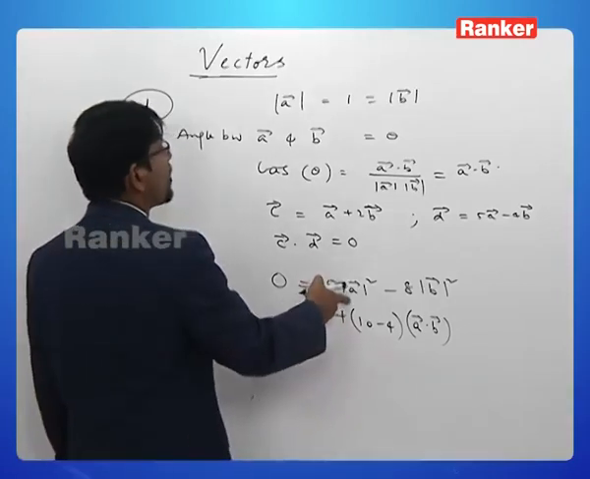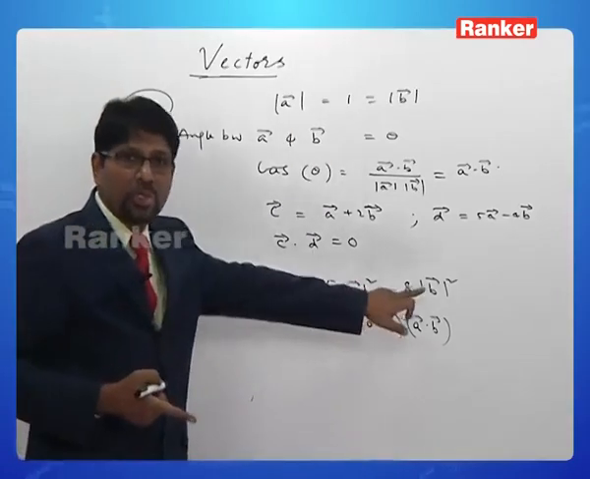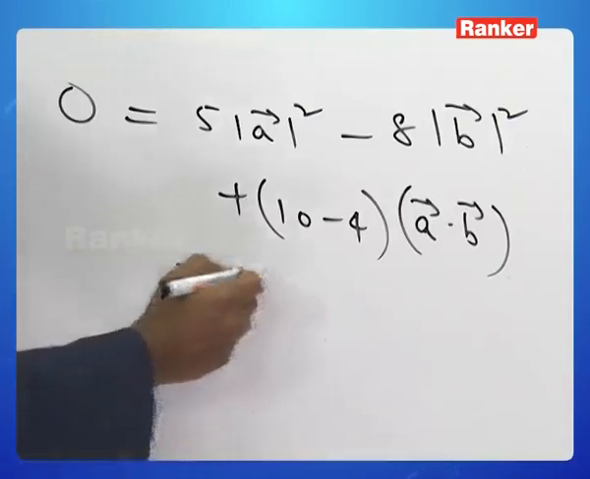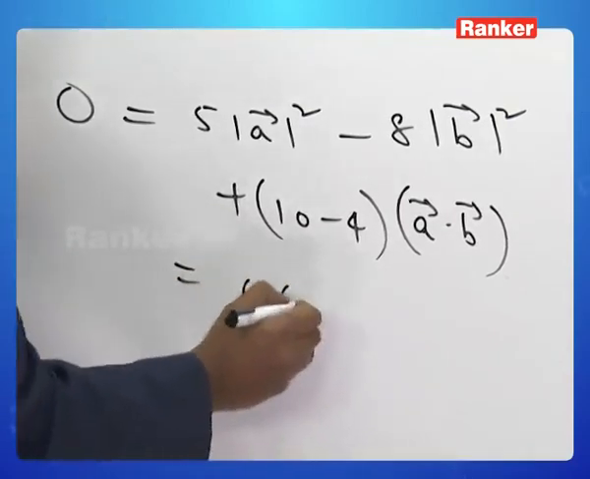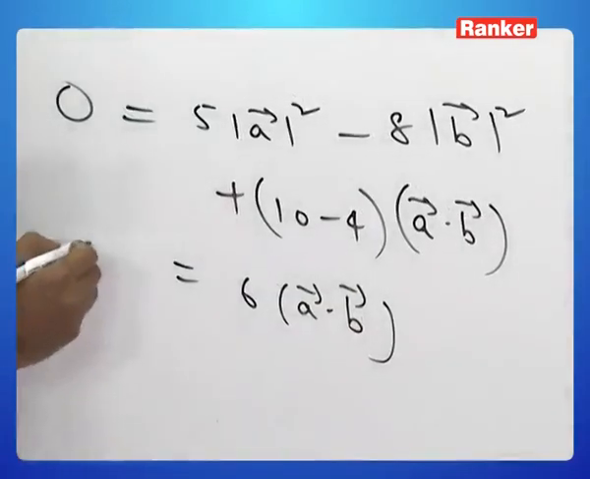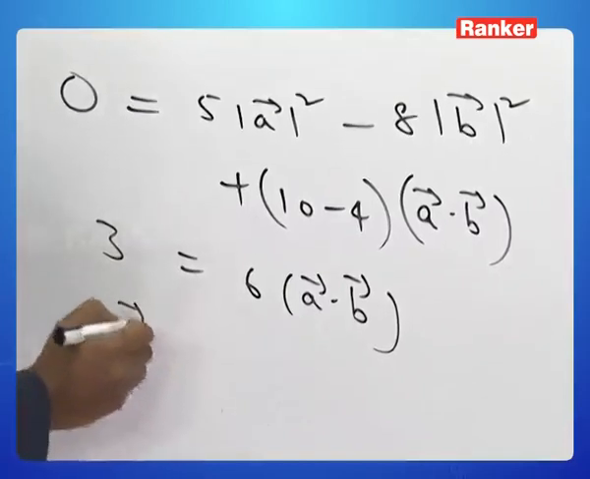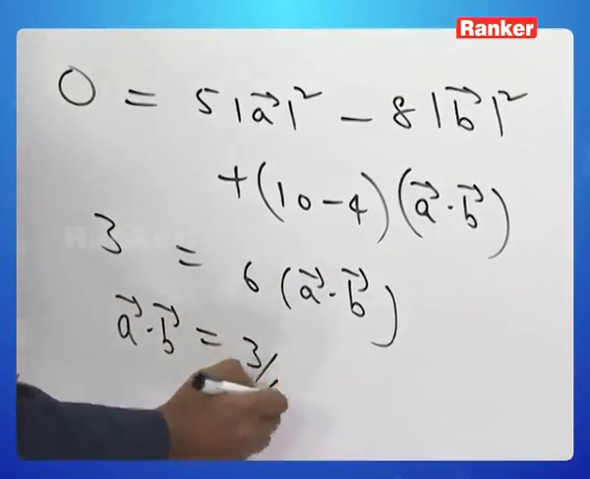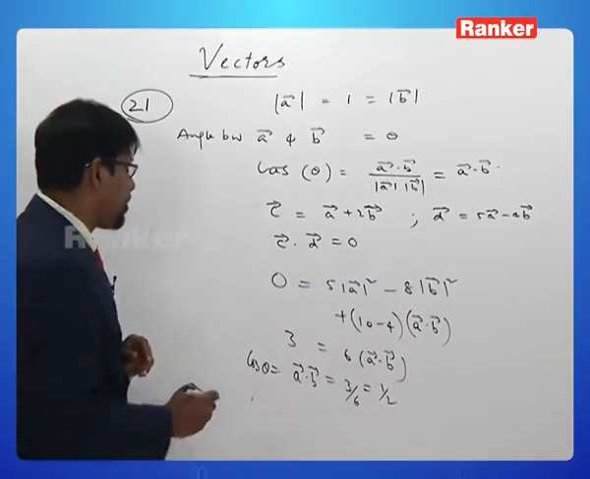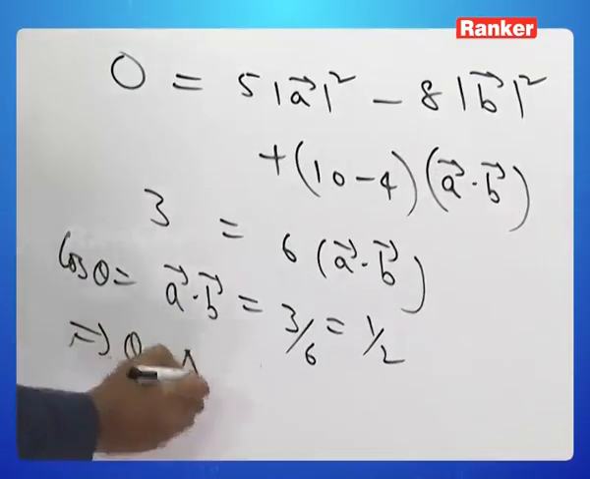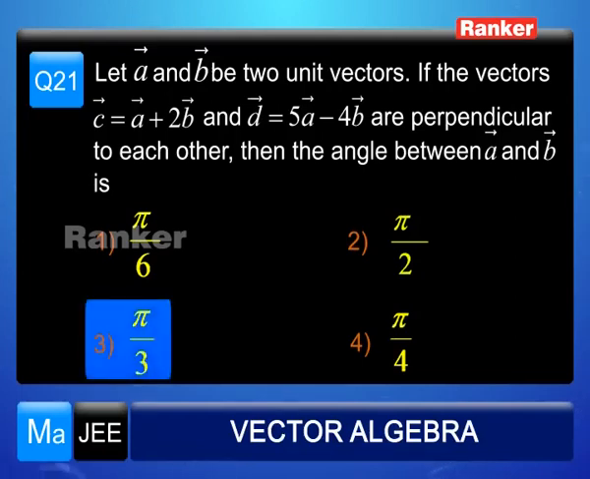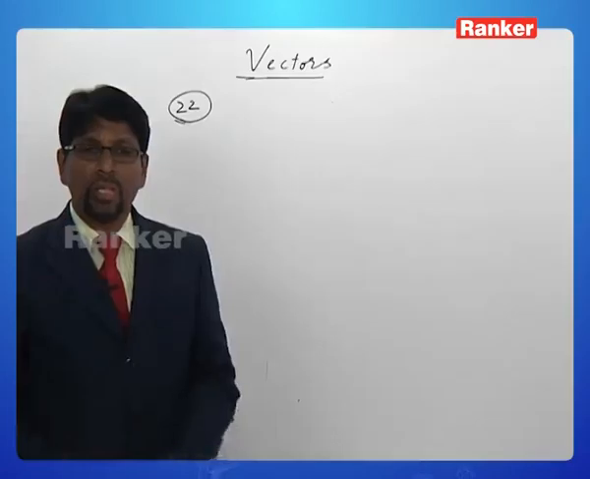What is magnitude of a? 1. What is magnitude of b? That's also 1. So what we have here is 5 minus 8, that makes it minus 3, and we have here 6 into a dot b. So 6 into a dot b is equal to 3, carrying the minus 3 to this side. So a dot b is therefore equal to 3 by 6, which is nothing but our cos theta. So cos theta, which is equal to a dot b, is equal to 1 by 2. This implies theta has to be pi by 3. Therefore, option 3 is the right answer. Let's move on to the next question.